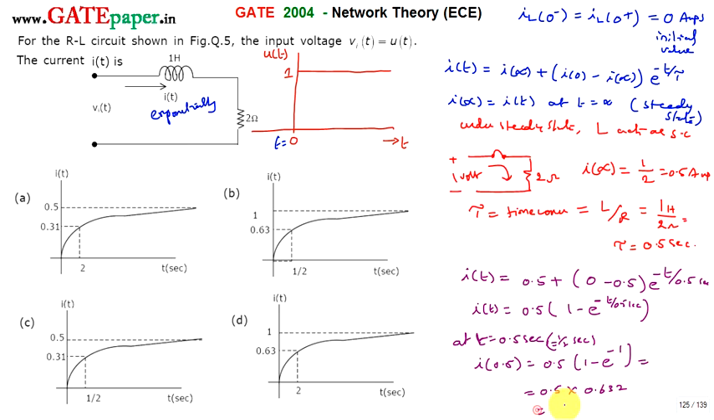So this will be equal to 0.318. At t equals 1 by 2 seconds, the current reaches 0.318. So the right answer is that the current changes exponentially, and at t equals 1 by 2 seconds the current value is 0.318, about 0.31. The right answer for this question is C.